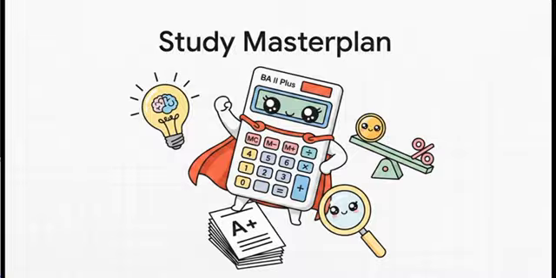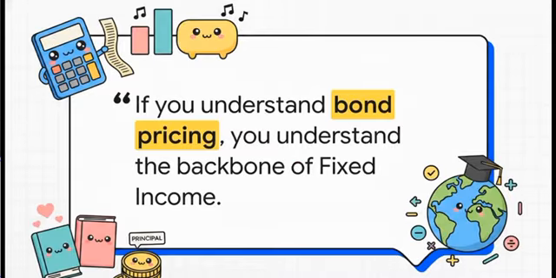Third, deeply master those yield relationships, remember the seesaw effect. And finally, relentlessly solve CFA Institute mock questions so you get completely used to the specific phrasing examiners use to try and trip you up. We'll wrap up this explainer with this thought. If you understand bond pricing, you understand the backbone of fixed income in CFA Level 1. You've seen the mechanics, you've calculated the premiums, and you've sidestepped the traps. The foundation is firmly set.